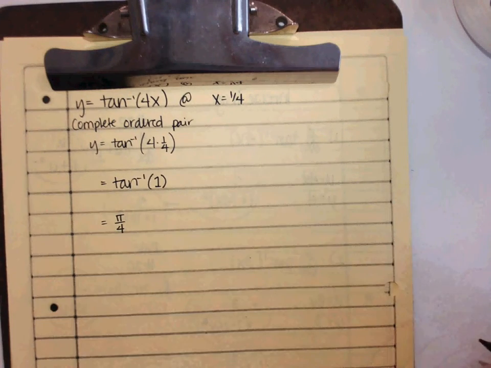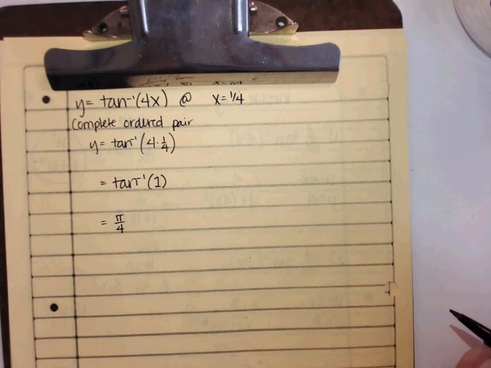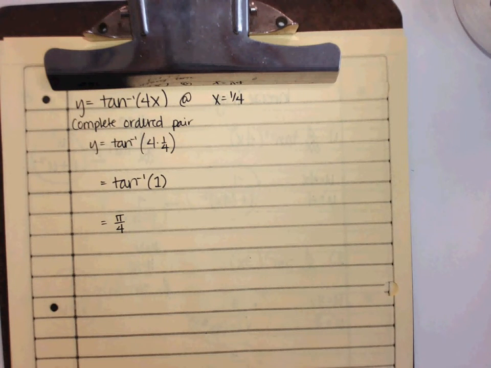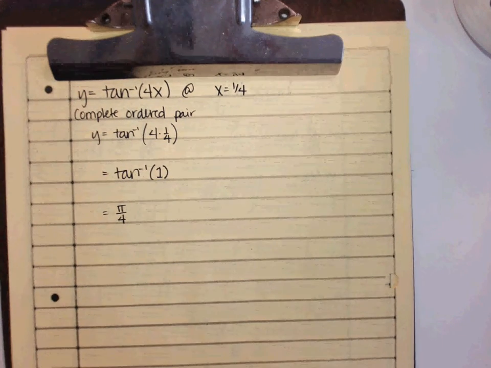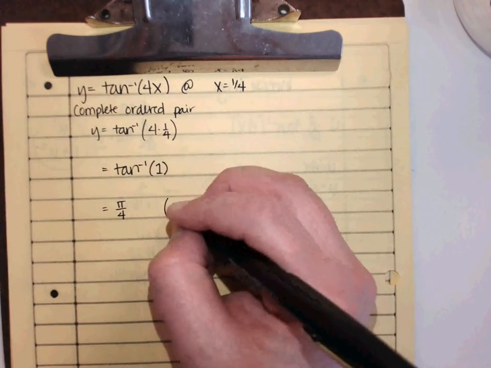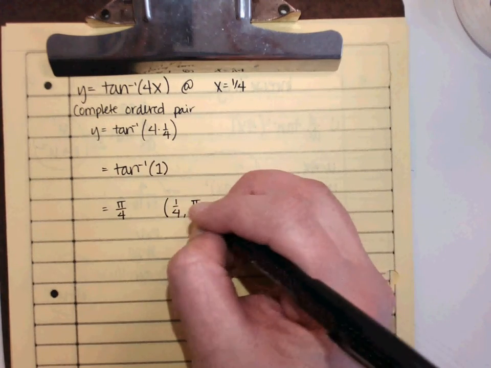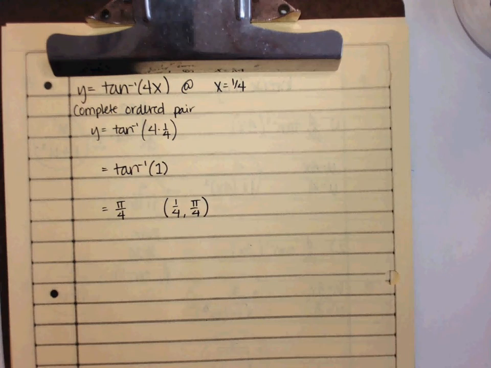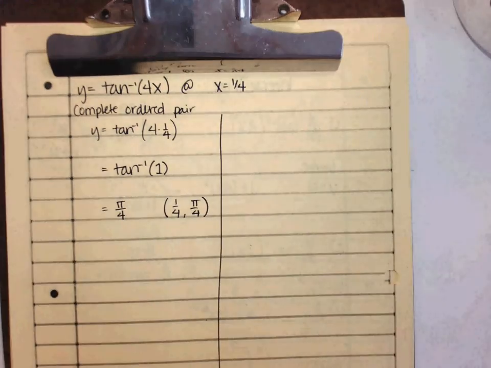Pi fourth. Now, if you don't understand that, we can go over it in tutoring for forever, but that was your little pink sheet where you go backwards. So if I want tan to be 1, I need to be at pi fourths. So my ordered pair is a fourth, comma, pi fourths. Now, that should make sense to you why it's backwards, because that wasn't a regular tan, that was an inverse tan.